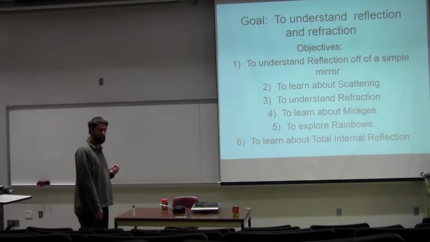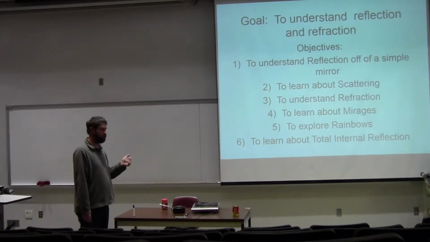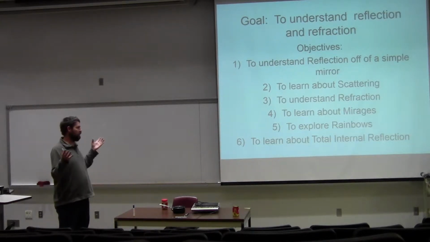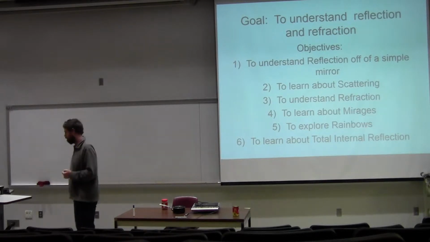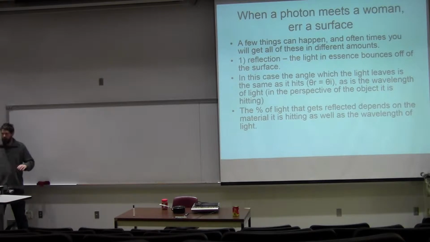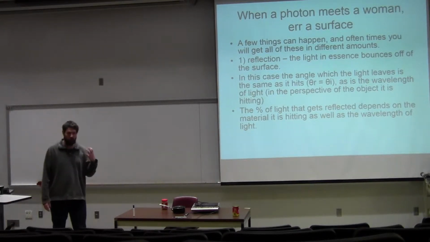Objectives: we'll look at reflection off a simple mirror. We're going to look very briefly at scattering. We'll look at refraction, mirages, which are related to refraction, rainbows, and then we'll learn about total internal reflection, which we've already covered. So, when a photon meets a surface, a few things can happen.